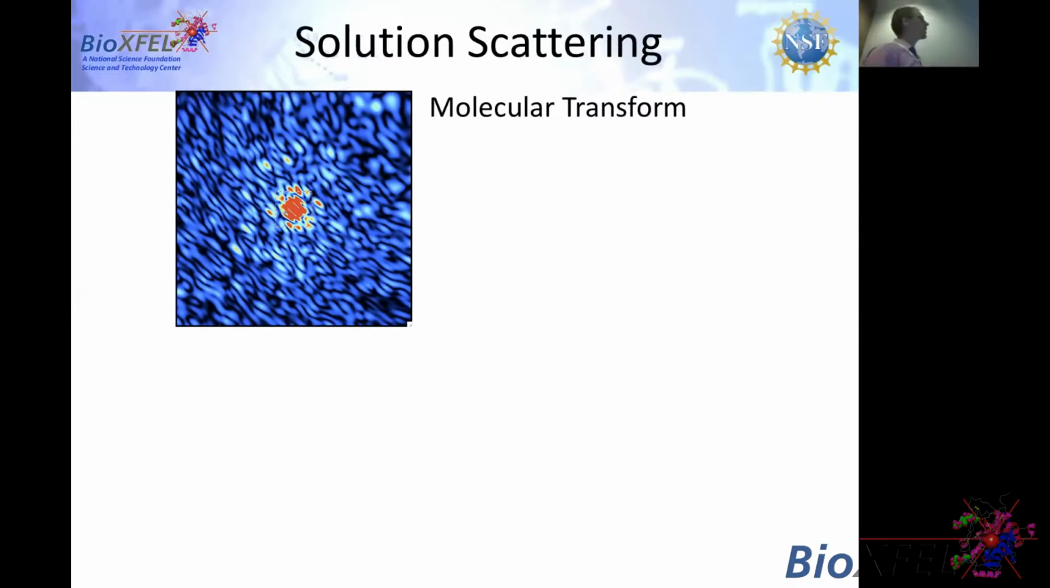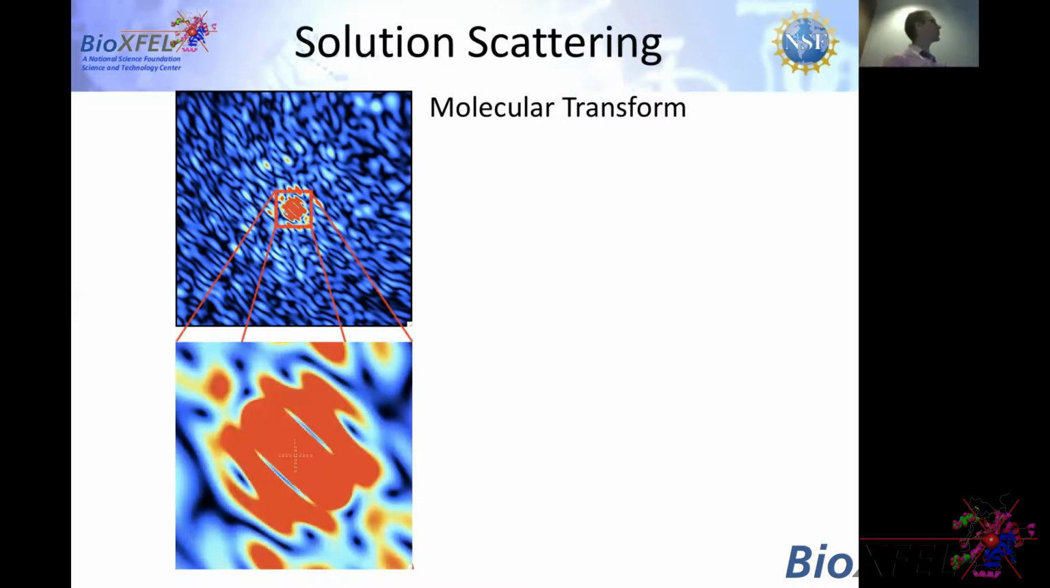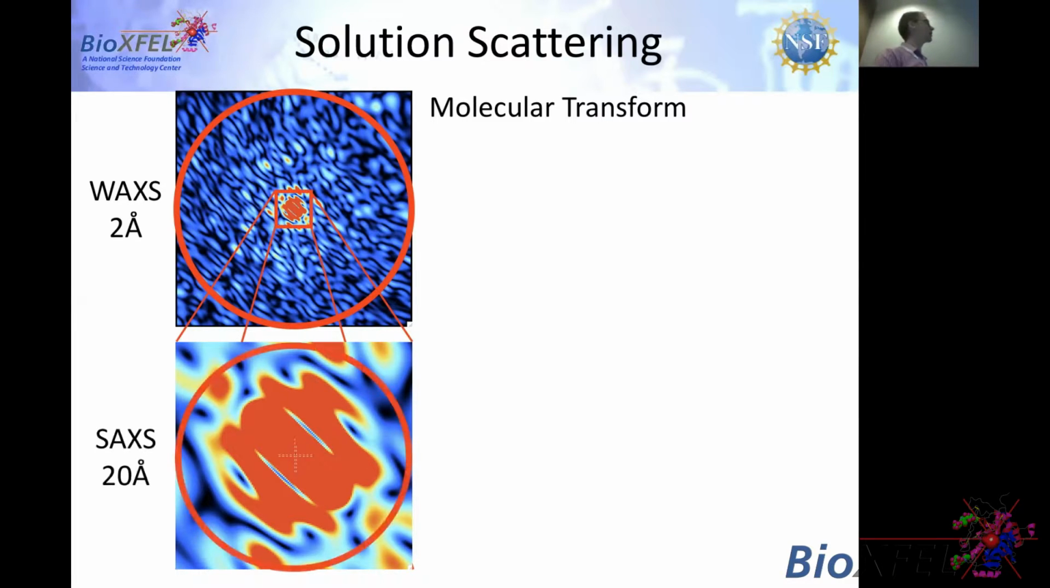With solution scattering, we're starting with the same basic molecular transform, but we have two types of solution scattering that we consider. We have wide-angle scattering, which we call WAXS, or wide-angle X-ray scattering, which can go out to the same general resolutions as crystallography at around 2 angstroms, whereas we also have small-angle X-ray scattering, which is really just interested in that very bright spot in the center of your image, which maybe is around 20 angstroms.